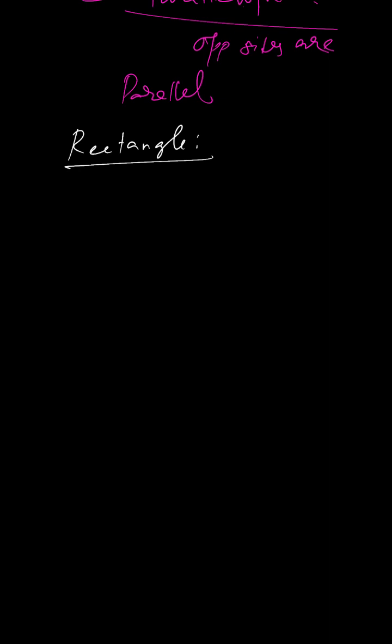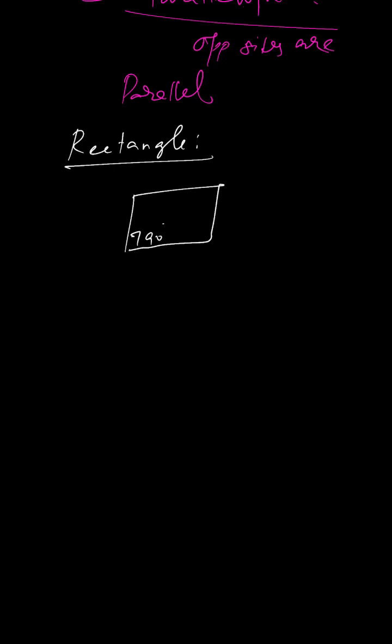What is a rectangle? If one angle is 90 degrees, one angle is a right angle, then it is called a rectangle. That is, a parallelogram with a right angle is what we call a rectangle. Here also opposite sides are parallel and opposite sides are equal. It has one more property: one angle is 90 degrees.